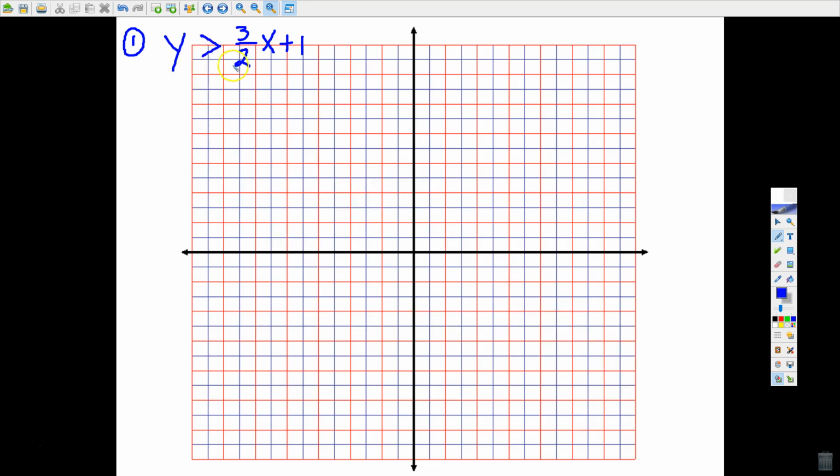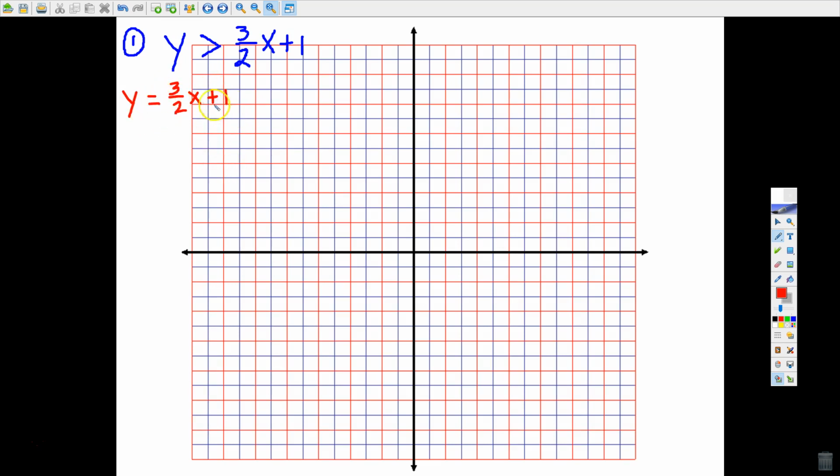Here is my inequality statement, and before I do anything else with these inequalities, I should verify that the inequality represented is in slope-intercept form. And this one is, so there's no additional work to be done, but if it were not, I would need to change it into slope-intercept form first, because what I'm actually going to be doing is graphing what is known as the boundary line, which would be the line represented by this equation.